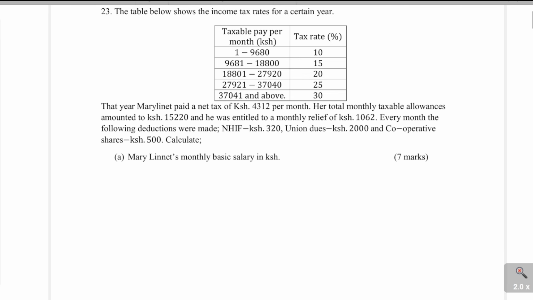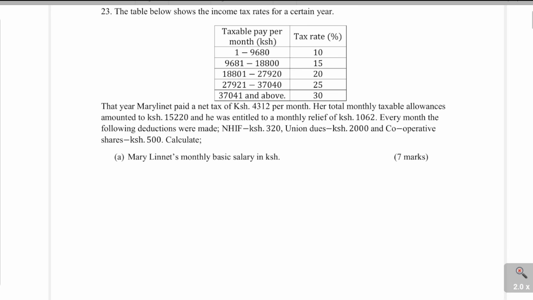So that year, Mary Lynette paid a net tax of Kenya shillings 43.12 per month. Her total monthly taxable allowances amounted to 15,220, and she was entitled to a monthly relief of 1,062. Every month, the following deductions were made: NHIF 320, union dues 2,000, and cooperative shares 500. Calculate A. Mary Lynette's monthly basic salary in Kenya shillings, 7 marks.